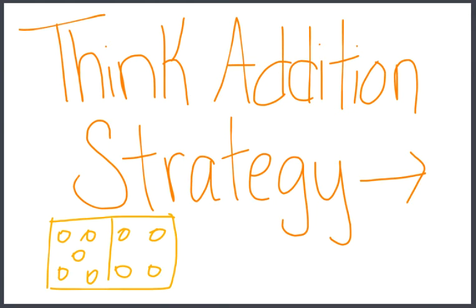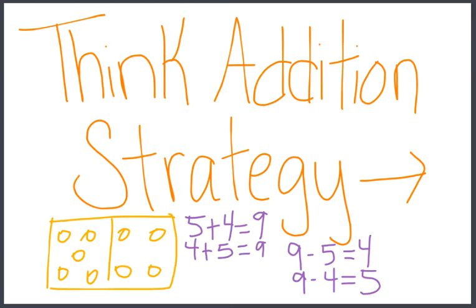Can you think of what the 2 addition facts and 2 subtraction facts would be for this domino? If you think of the addition first, it will help you think of the subtraction. The 2 addition facts that describe this domino are 5 plus 4 equals 9, because there are 5 dots on this side and 4 dots on this side. And the 2 subtraction facts, 9 minus 5 equals 4, and 9 minus 4 equals 5. These are all related facts. They are part of a fact family.